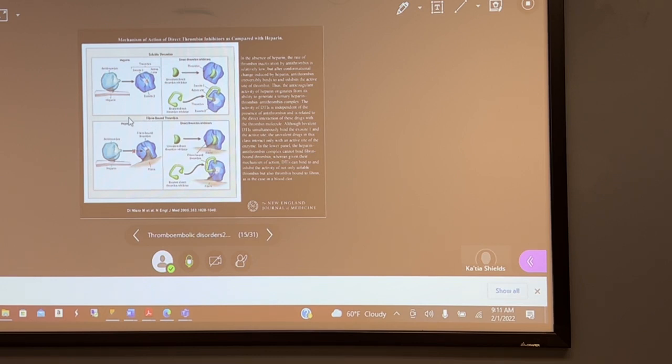So with the heparin, it can only bind to soluble thrombin. It does not have the ability to bind to fibrin bound thrombin. So it appears that the presence of fibrin on the thrombin is a discouragement for the action of heparin. So heparin binds only to soluble thrombin, not to fibrin bound thrombin.